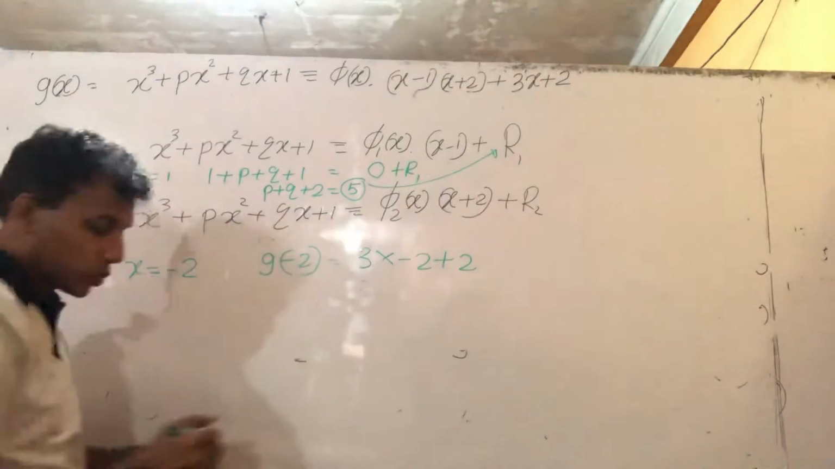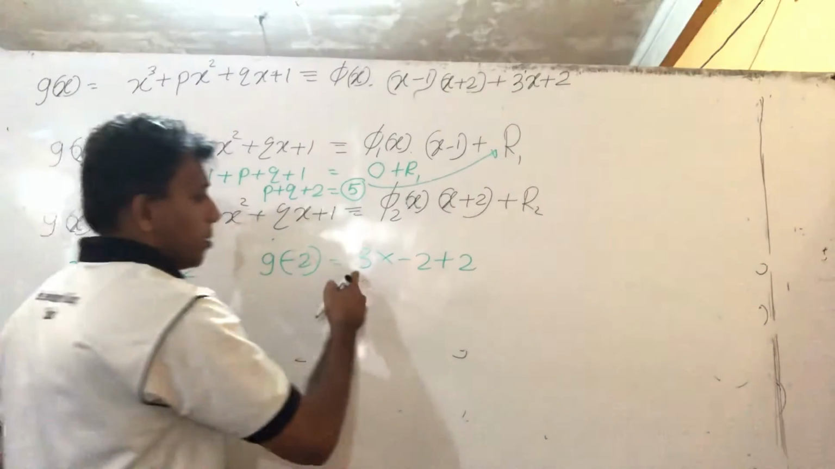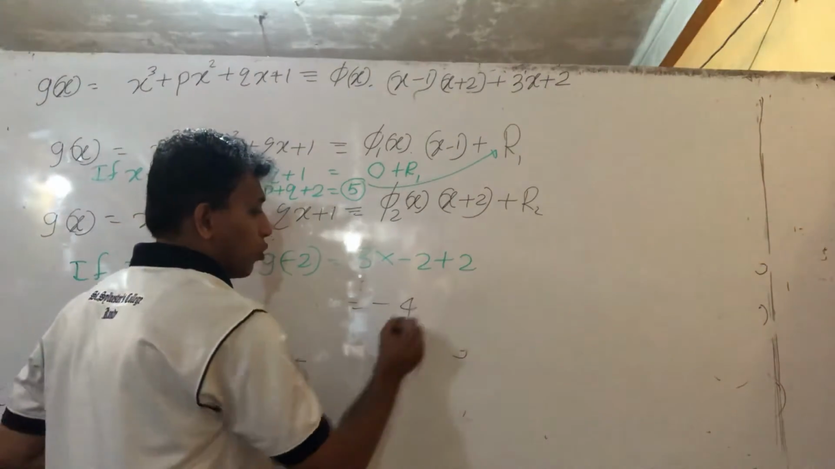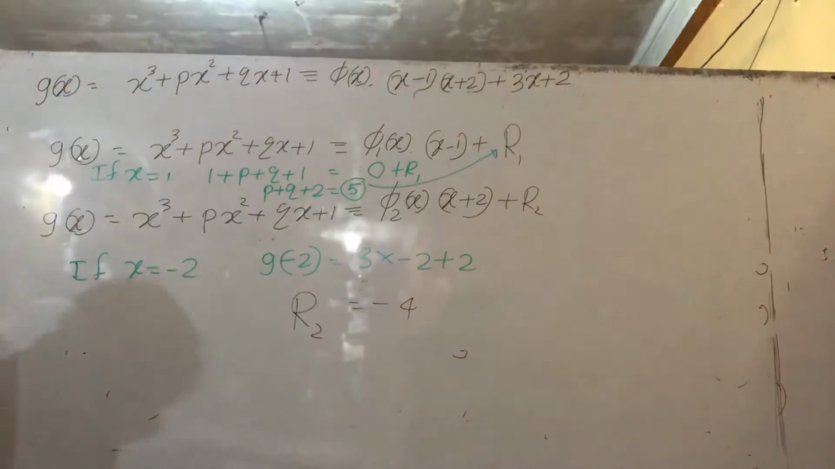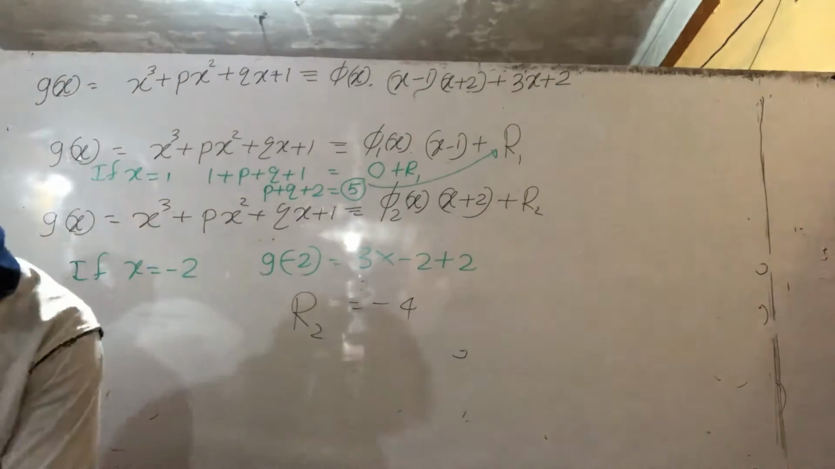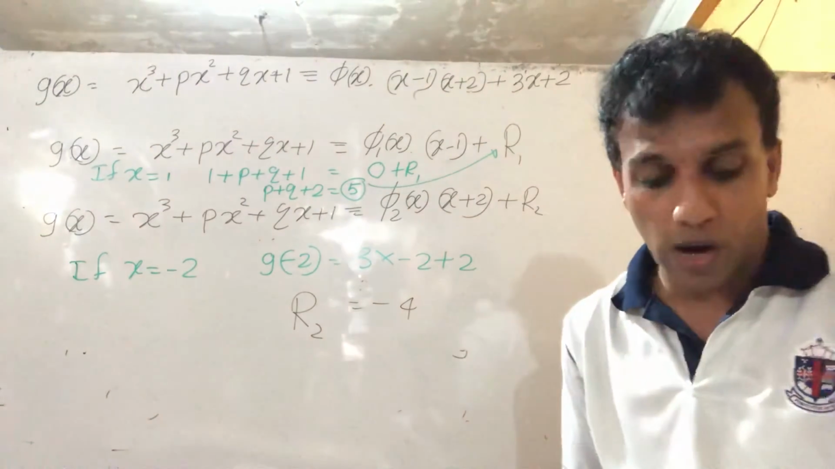Put x = -2 there. Then simplify: minus 6 minus 4. This is what R2 is, right? This results to the second occasion. That is the easy method to find the first occasion, the first problem, the first part.